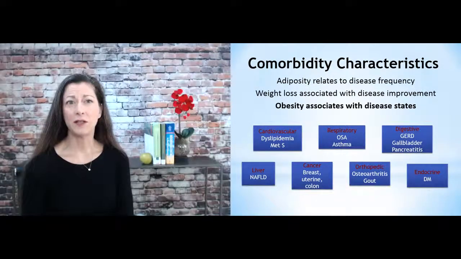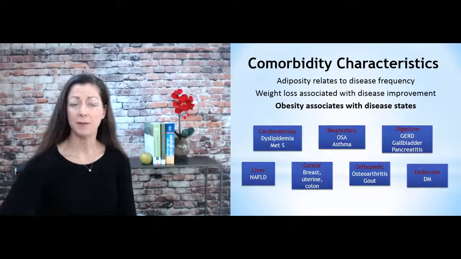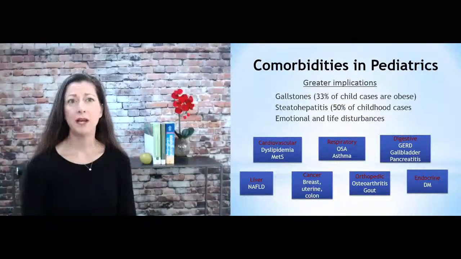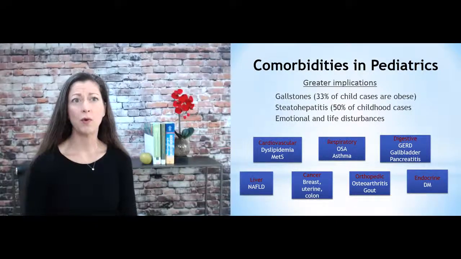Obesity is related to frequency of disease and also to severity of disease. This is another slide that shows you some of the disease states that are associated with obesity. This would include dyslipidemia, metabolic syndrome, asthma, GERD, gallbladder disease, pancreatitis, breast, uterine, and colon cancer, osteoarthritis, gout, and type 2 diabetes. In pediatric obesity, we see the same comorbidities and at times even greater implications.